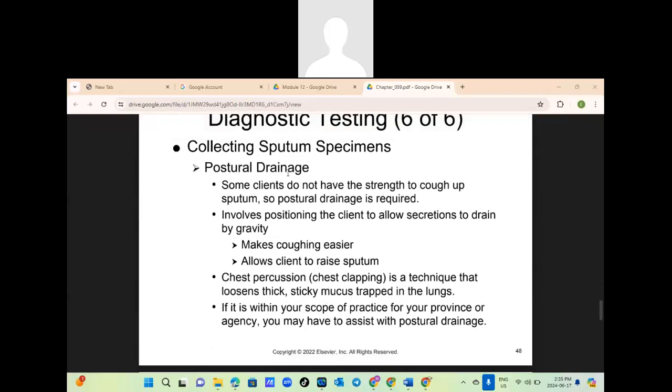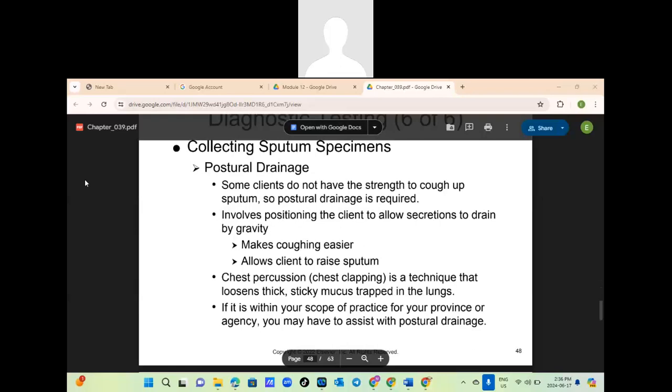Chest percussion, chest clapping. You clap the lungs with your hand, for example. That is percussion. It's a technique that loosens thick, sticky mucus trapped in the lungs. Sometimes when our child or a family member coughs, we try to clap the chest, saying come on, cough it out, because you try to loosen the thick, sticky mucus trapped in the lungs. If it is within your scope of practice for your province or agency, you may have to assist with postural drainage.